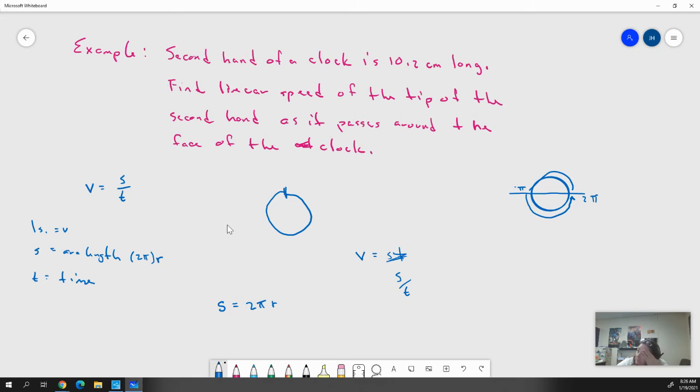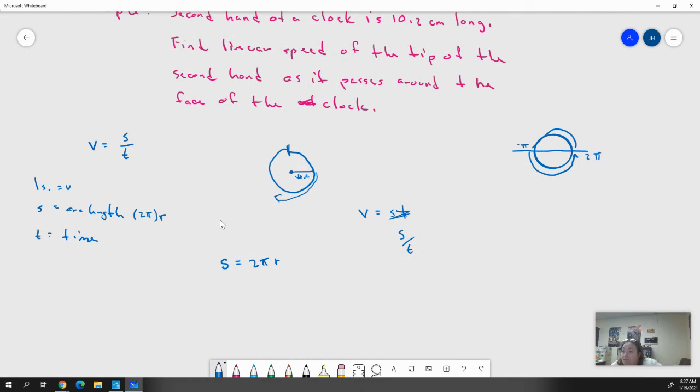I'll give you a hint. It's the only length given in the entire problem. Yeah, 10.2. Think about this. Our second hand, what is a radius? It's something that starts at the center and goes to the end, right? And that is what our second hand is doing. It's starting here and working its way around the clock. So this is our radius at 10.2. It's that second hand, right?